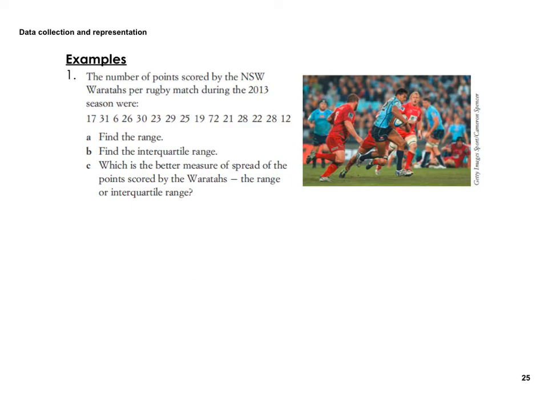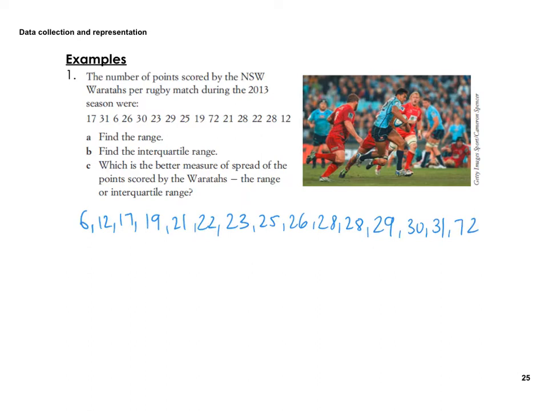Now the first thing we have to do is arrange them from lowest to highest. So let's rewrite these from lowest number to highest number. Okay, and I believe they are 6, 12, 17, 19, 21, 22, 23, 25, 26, 28, 28, 29, 30, 31, 72.